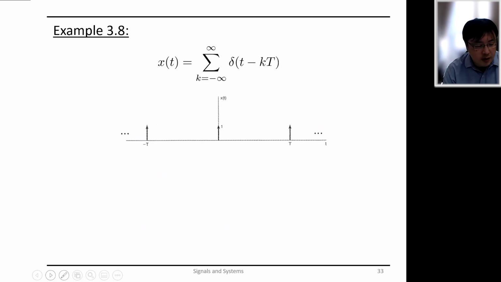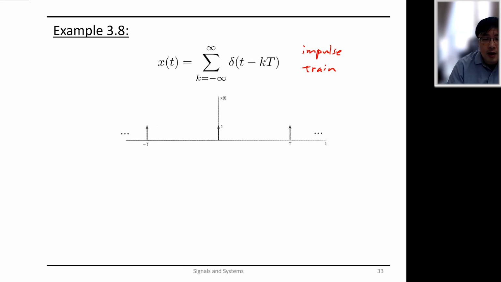Now let's move to this next example, which is called a pulse train. Here you see that x of t is equal to a summation of delta functions or impulses equally spaced by capital T. So it is something that looks like this. This signal here is sometimes called an impulse train.